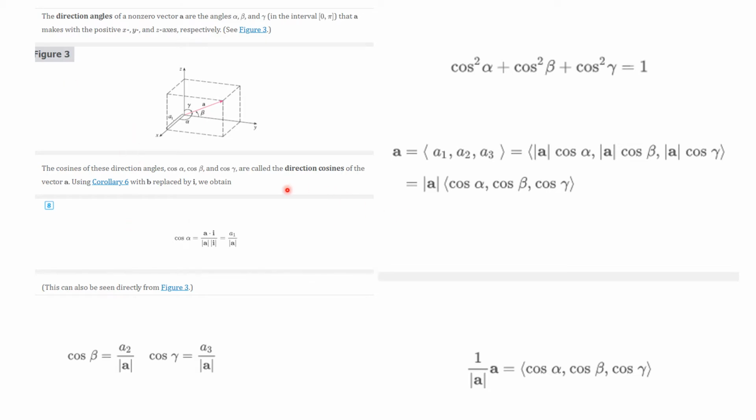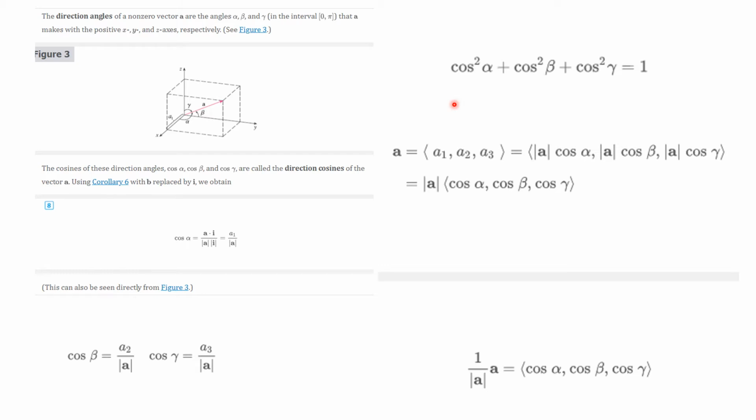The cosines of these direction angles, cosine alpha, cosine beta, and cosine gamma, are called the direction cosines of vector A. If we use our formula for finding the cosine of the angle between vectors, we can ask what is the cosine of the angle between vector i and vector A. We conclude that cosine alpha is a1 over the norm of A, and you can see that directly from the picture as well. Similarly, cosine beta is a2 over norm of A, and cosine gamma is a3 over the norm of A. Now, if you square those and add them together, clearly you will get 1.